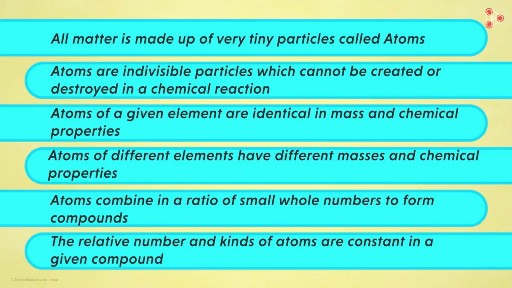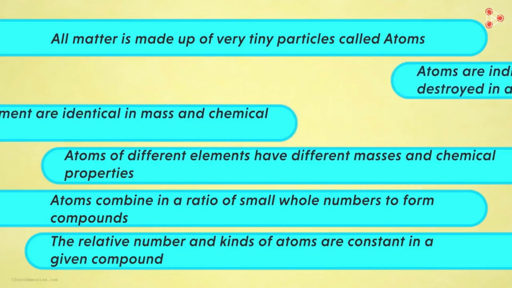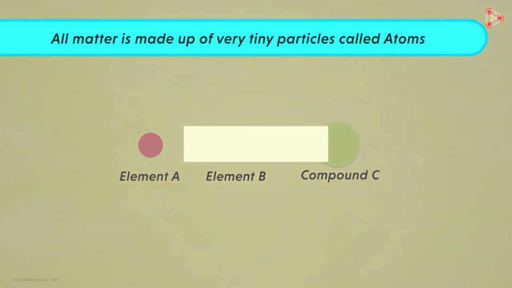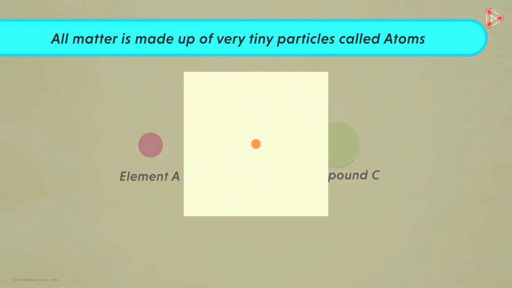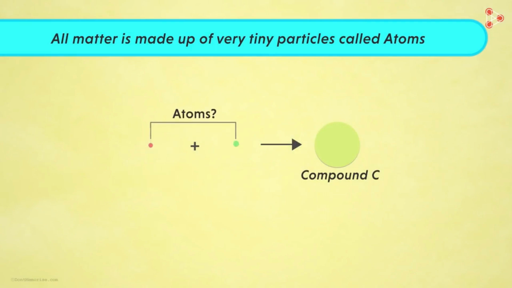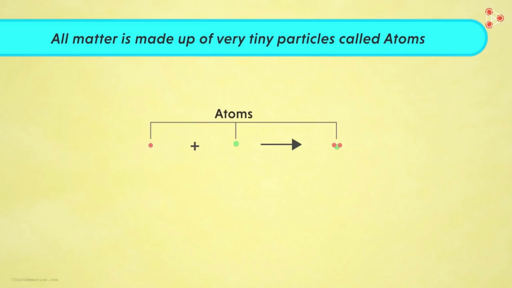Don't worry. Let us now understand each postulate one by one by taking the same example of elements A and B giving rise to compound C. The first point stated that all matter is made up of very tiny particles called atoms. It means that when we go on dividing matter into smaller and smaller sections, what we get at the end is atoms. So can we say that elements A and B are made up of atoms? Yes, in fact, compound C is also made up of atoms that have combined together. So the first postulate was very easy to understand.